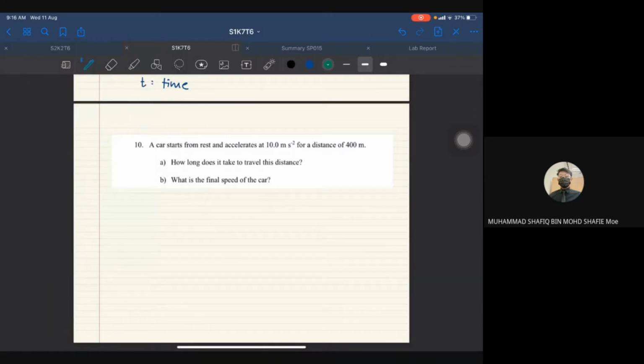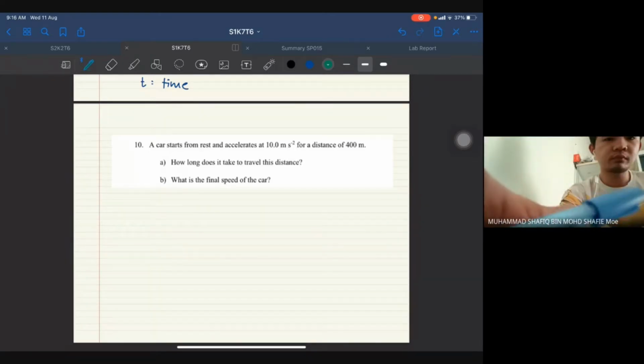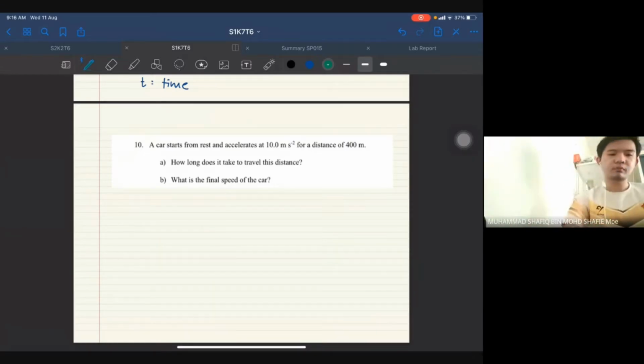Okay, here they give you an example. A car starts from rest and accelerates at 10 meter per second square for a distance of 400 meter. How long does it take to travel this distance? What is the final speed of the car?